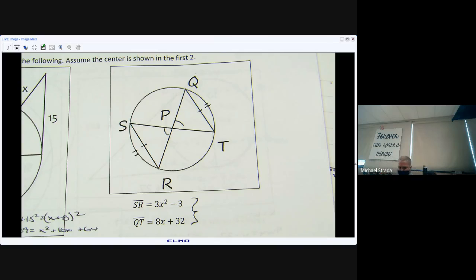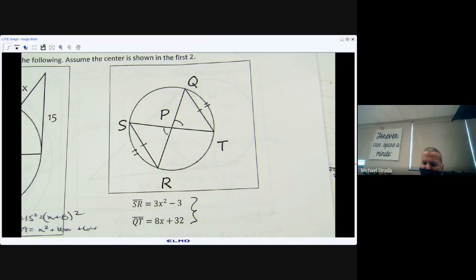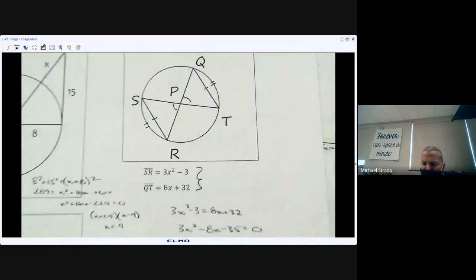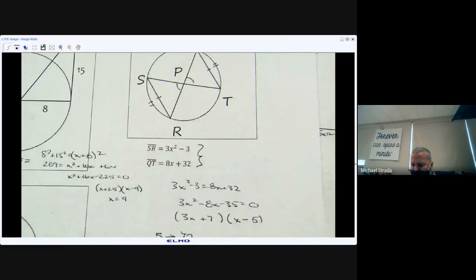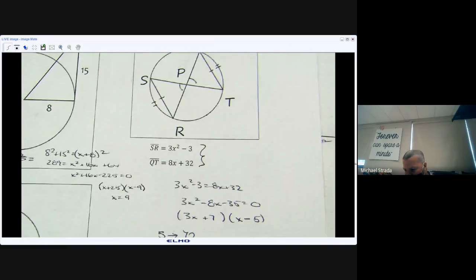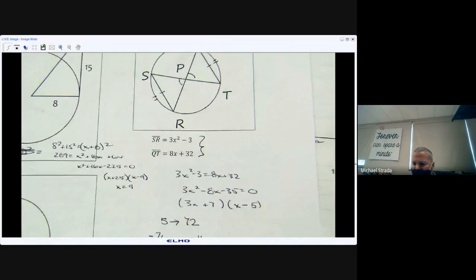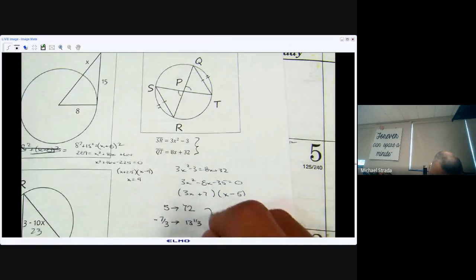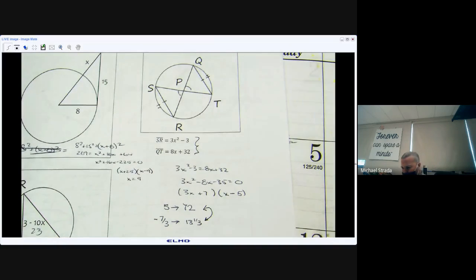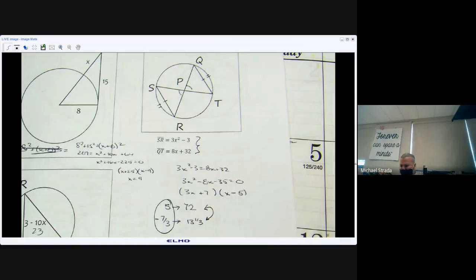All right, so that's where my equation comes from. The 3x squared minus 3 equals 8x plus 32, and then I solve it from there. And then don't worry about these numbers. That's just what you get when you plug it back in. Didn't ask you for that. It just said for you to find out. So these are your two solutions based upon working with the formula.